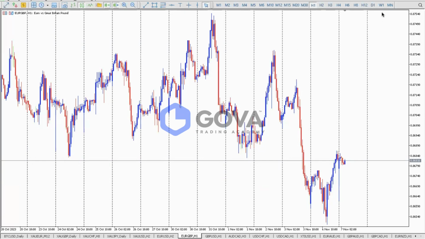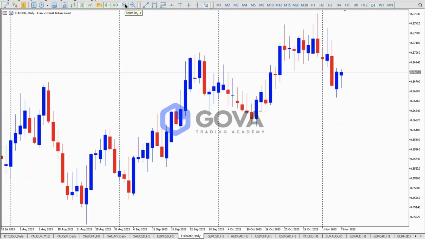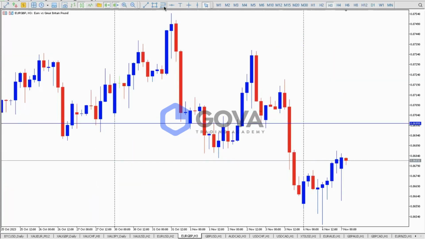On Euro GBP, the first thing we need to do is to mark out our monthly equilibrium line, which is exactly here. The next thing is to switch to the H3 time frame, and then we can see that on the H3 time frame, the blue line is up, and the green line is down. The current market price is down, which is our green line, which means we have a sell alignment.